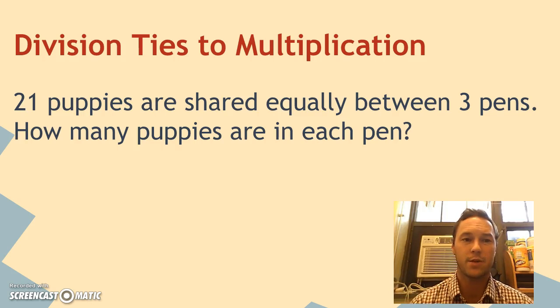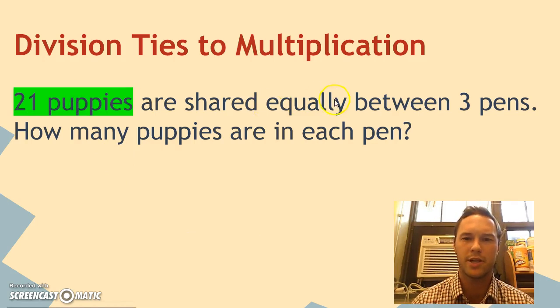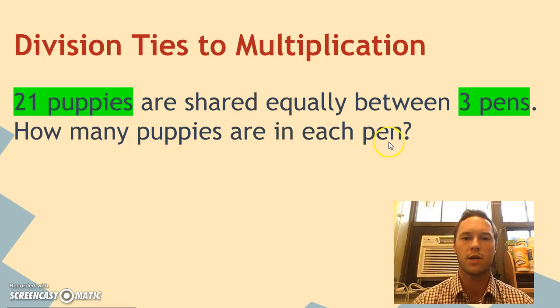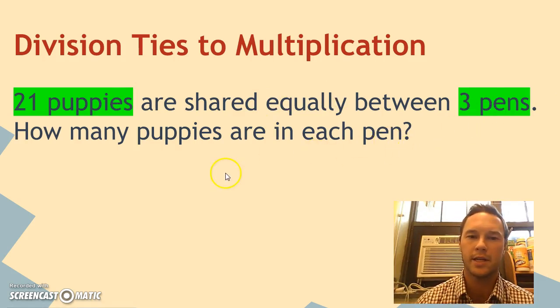Hopefully you've had a second to pause and figure out the important parts. So let's read through the whole question first to find out what we really need. So 21 puppies are shared equally between 3 pens. How many puppies are in each pen? So I know that it's really important to know that we have 21 puppies and they're shared equally between 3 pens. So we're trying to figure out how many puppies are in each pen. So our unit is going to be puppies.